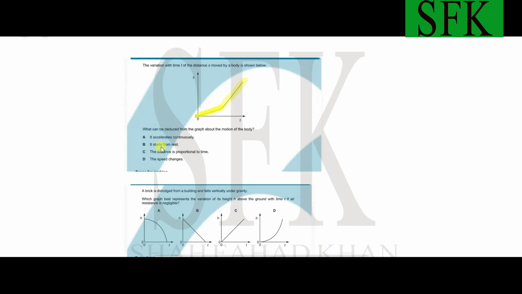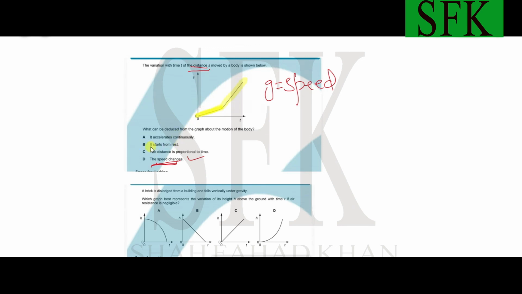Okay, so let's see. The speed changes at the point D over here. It says that the speed changes. We know that the gradient represents the speed for a distance time graph, right? It's a distance time graph. So since the gradient is changing, yes, this is correct. The speed is changing. Distance is proportional to time? No, distance is not proportional to time because it's not a straight line passing through the origin. It is a line with two different gradients at two different parts.